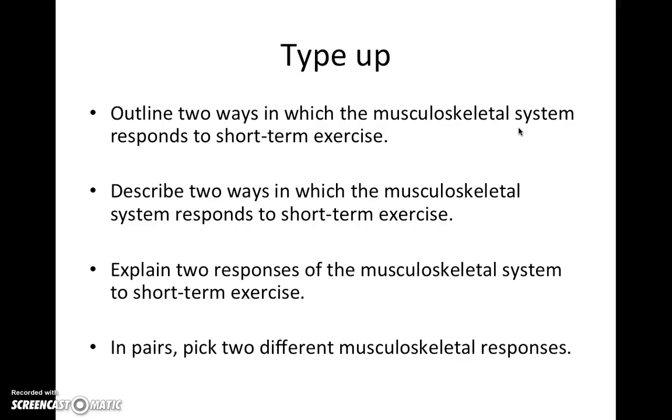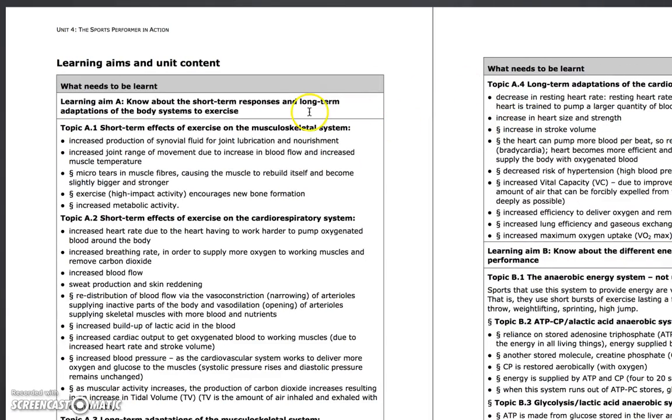What I want you to do as well is, if you look at the specification that I've told you about, which is on Moodle, if you look at topic A.1, it says short-term effects of exercise on the musculoskeletal system. Those 5 bullet points you have to mention. So you need to talk about increased production of synovial fluid for joint lubrication and nourishment, increased joint range of movement due to increase in blood flow and increased muscle temperature, micro tears in muscle fibres causing the muscle to rebuild itself and become slightly bigger and stronger. And then the exercise, a high impact activity, encourages new bone formation. So for example, squatting, lunging, deadlifting. And the last one, increased metabolic activity. So you need to mention all of them.